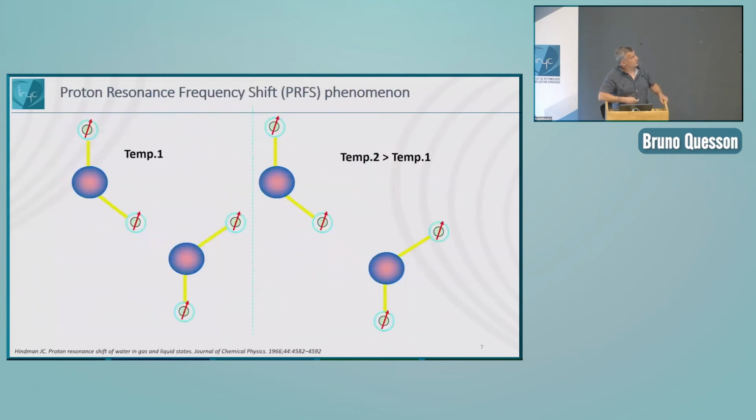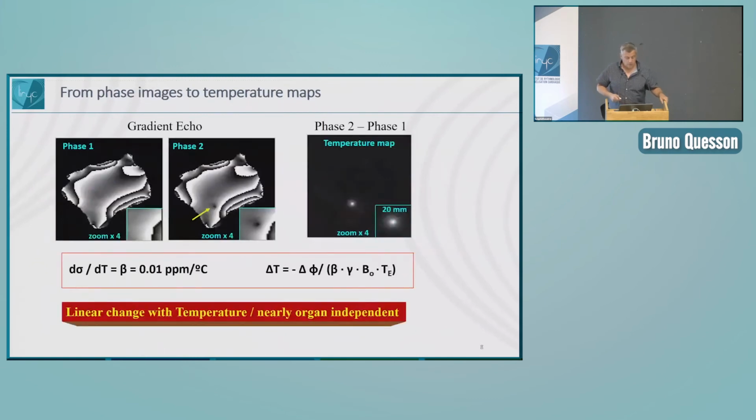So this phenomenon takes place at the molecular level. This is between the hydrogen bonds between different water molecules that changes the screening constant. So this modifies the local B naught, not the B naught, but the B effective, the B0 that is seen by the protons locally, and this changes with temperature.